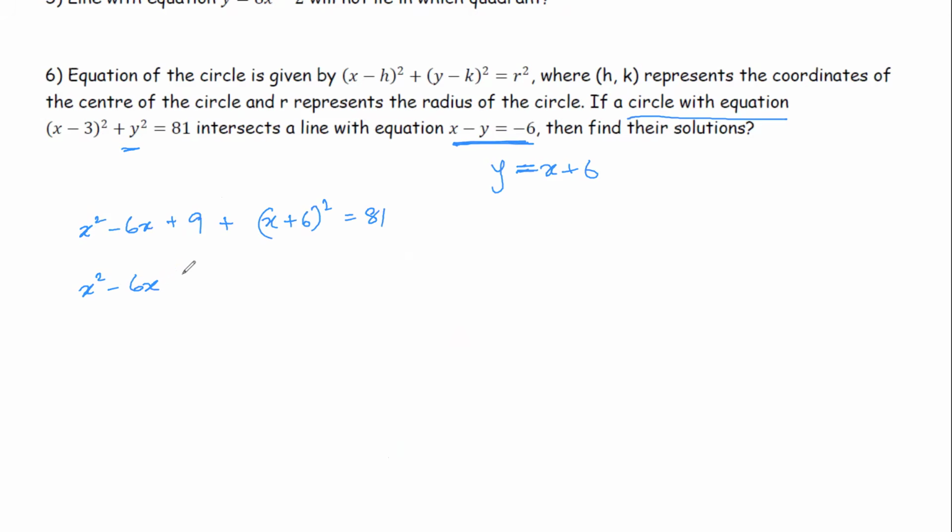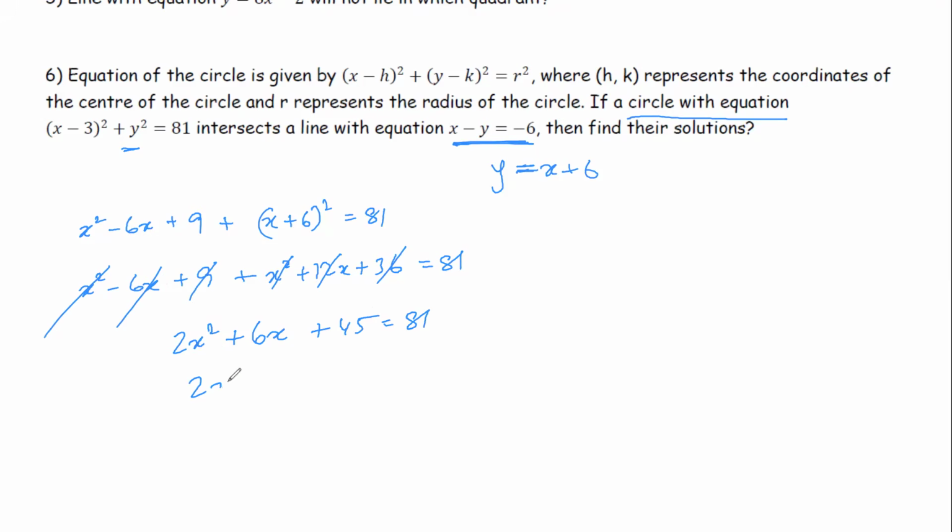So x squared minus 6x plus 9 plus x squared plus 12x plus 36 is equal to 81. So x squared and x squared gives me 2x squared. Minus 6x plus 12x gives me plus 6x. 9 and 36 gives me 45, equal to 81. So 2x squared plus 6x, and moving 45 to the other side, 81 minus 45 is 36, so minus 36 is equal to 0. Now the entire thing I can divide by 2. So I get x squared plus 3x minus 18 is equal to 0.